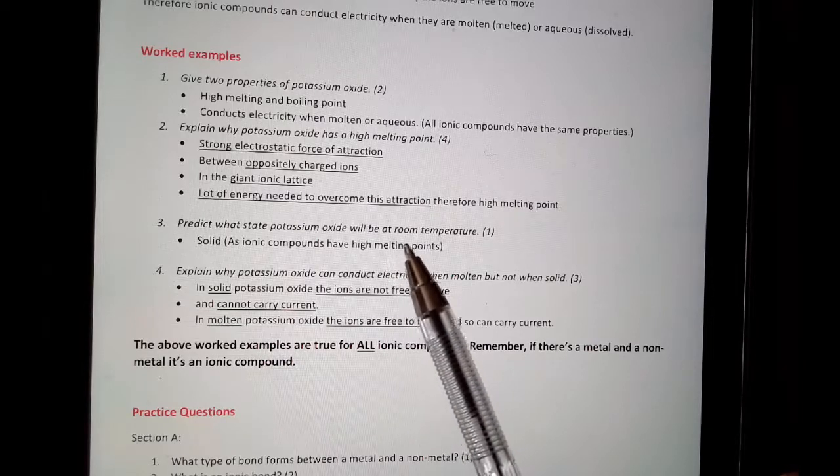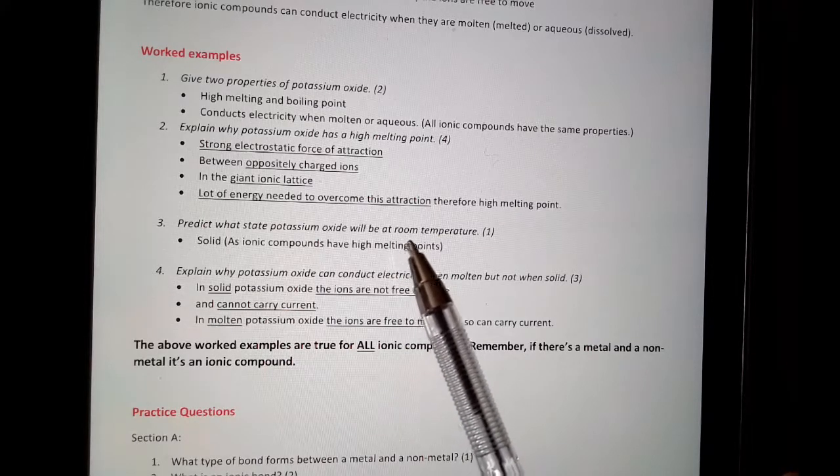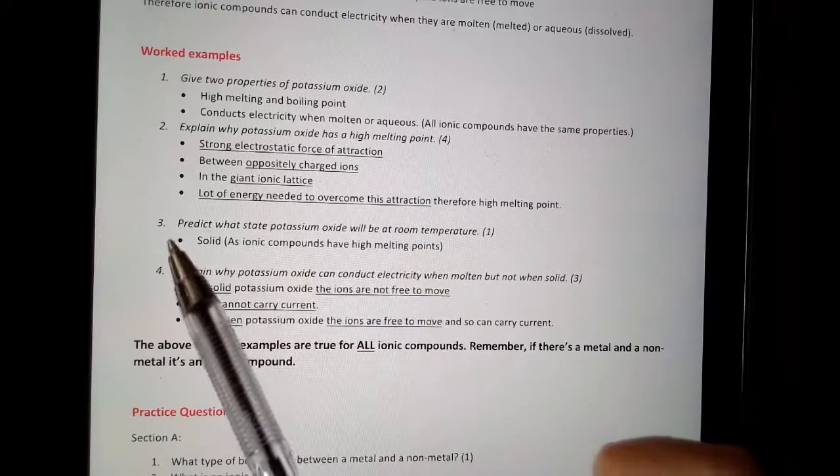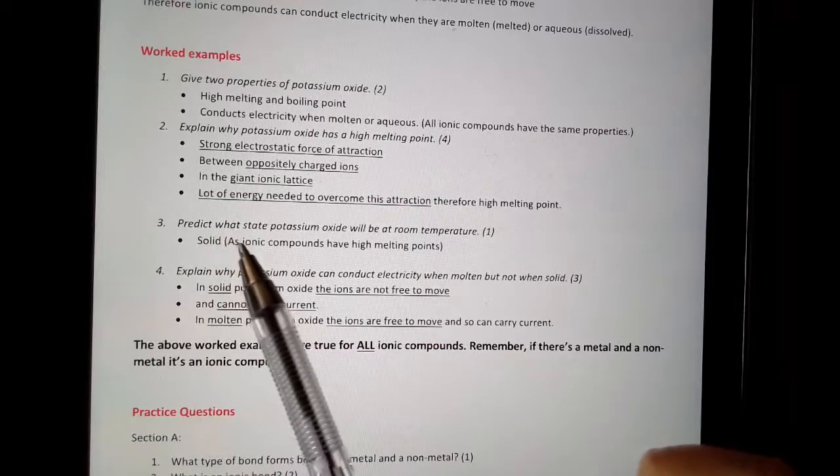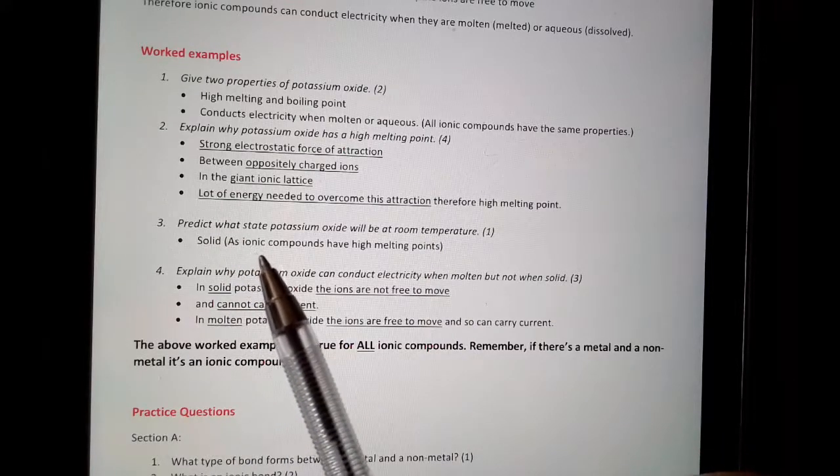25 degrees Celsius is not a high enough temperature to melt an ionic compound. So when I say predict what state it will be at room temperature, it's going to be solid, because 25 degrees Celsius isn't enough to melt an ionic compound.